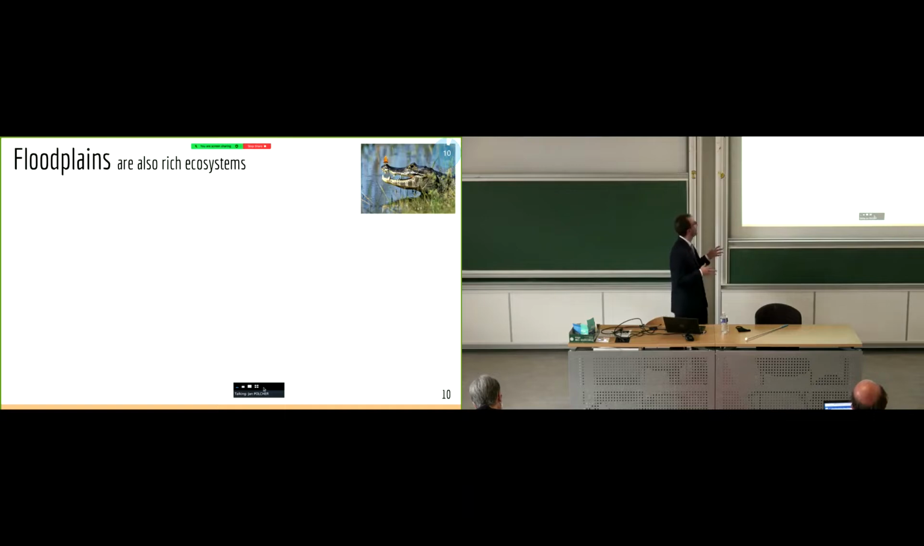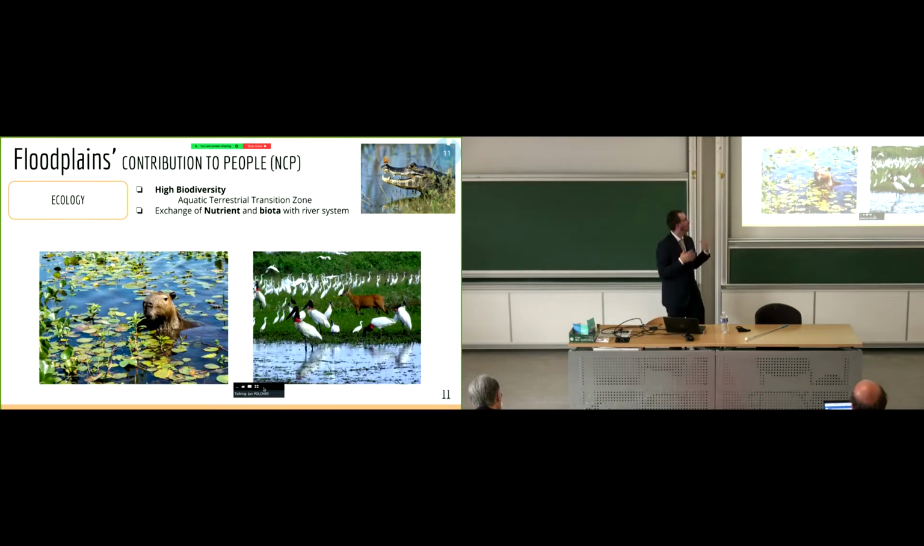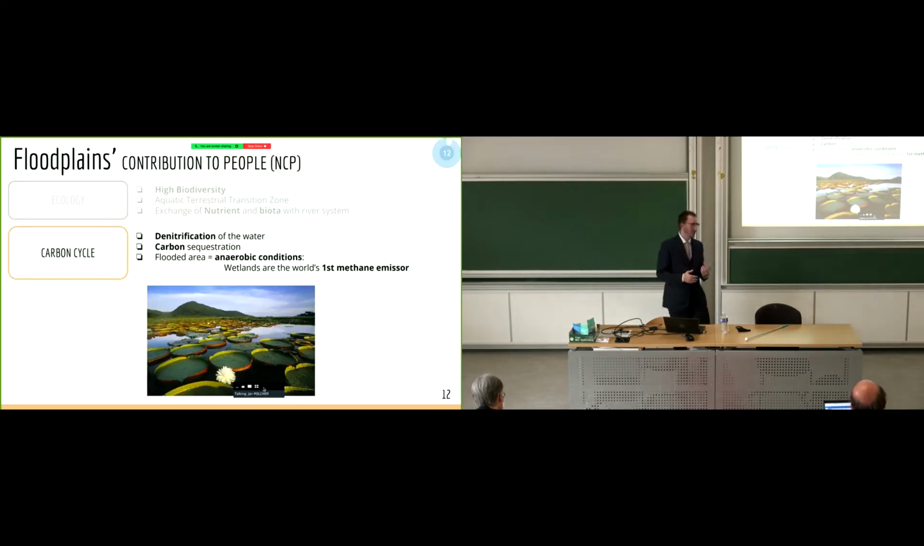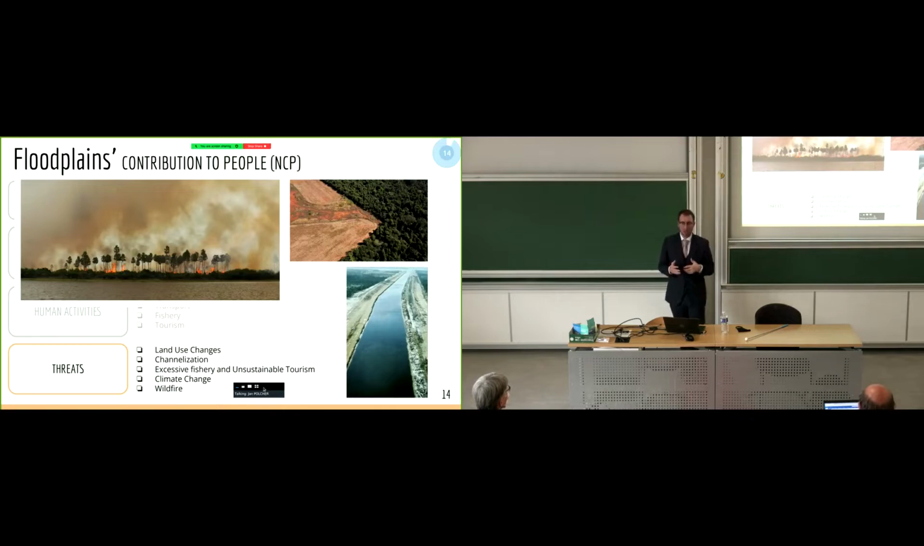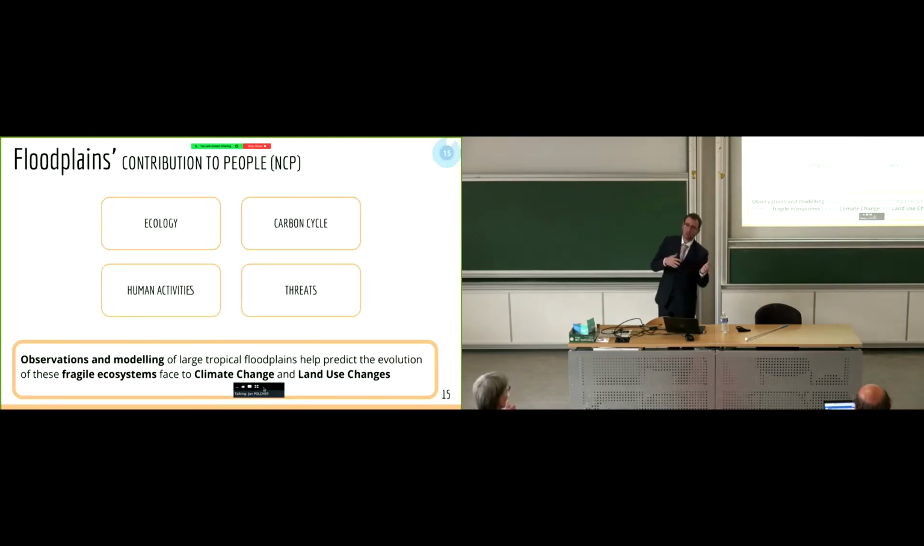Also, floodplains are rich ecosystems because they have high biodiversity, because they are an aquatic-terrestrial transition zone, and they also exchange nutrients and biota with the river system. They also provide the denitrification of the water, carbon sequestration, and as we are in flooded areas, we are in anaerobic conditions. So wetlands are the world's first methane emitter. Finally, for human activities, we have agriculture and cattle, river transport, fishery and tourism. However, they are threatened by land use changes, channelization, excessive fishery, climate change and wildfire. So observations and modeling of large tropical floodplains help to predict the evolution of these fragile ecosystems faced with climate change and land use changes.